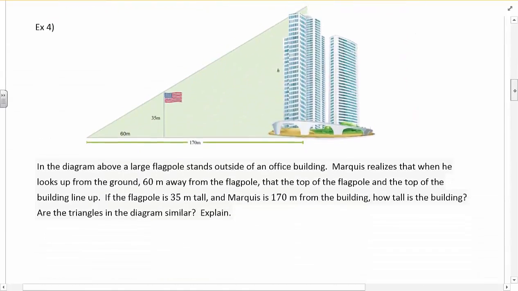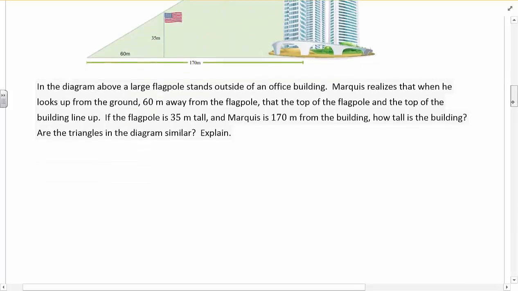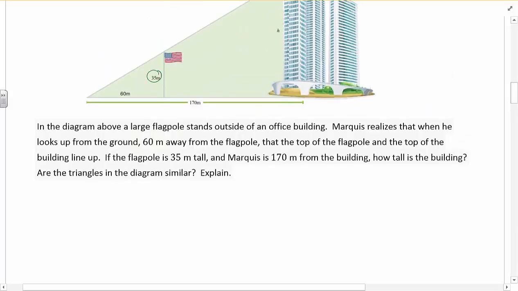Now, those are kind of reviews of things we've done before. This is slightly different, but not too bad. We have shadow problems. Shadow problems always make proportions because you have nested triangles that are similar. So you just have to figure out how to set up the proportion and make sure that corresponding pieces go together. So when you have shadow problems, which are very common, you have to remember it's basically object to shadow equals object to shadow, or object 1 to object 2 equals shadow 1 to shadow 2. So in this one right here, I have a height of 35 for the flagpole and a 60-meter shadow, then a height of the building I don't know and a 170-meter shadow. Okay?